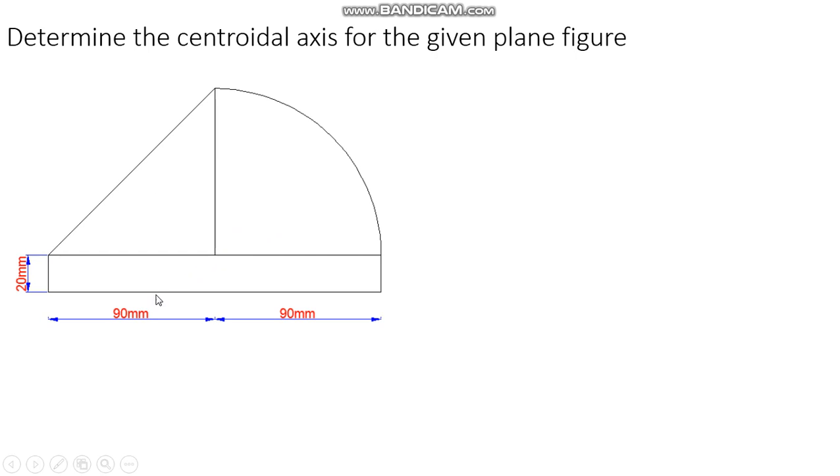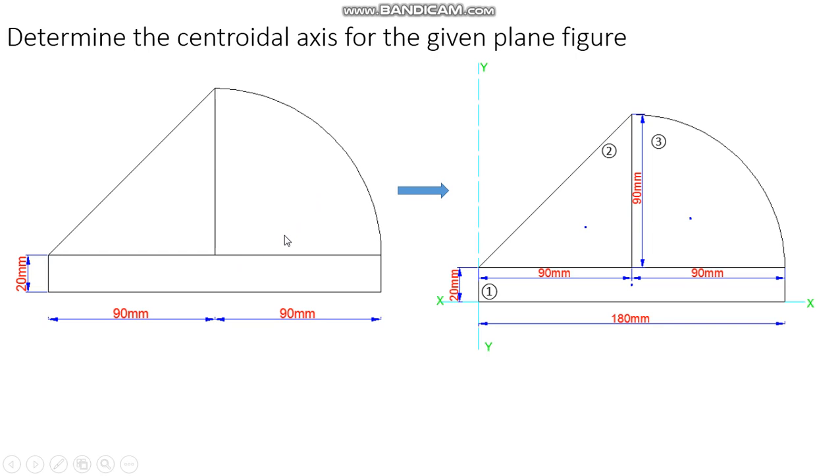In this figure a bottommost rectangle is there, 180 mm by 20 mm, and one quarter of a circle which has a radius of 90 mm, and one more right angle triangle whose base is 90 and height is also 90. Definitely it is not symmetrical about the x-axis or y-axis. If this side were also a quadrant, or if this side were a triangle, then it would have been symmetrical, but here it is not symmetrical.